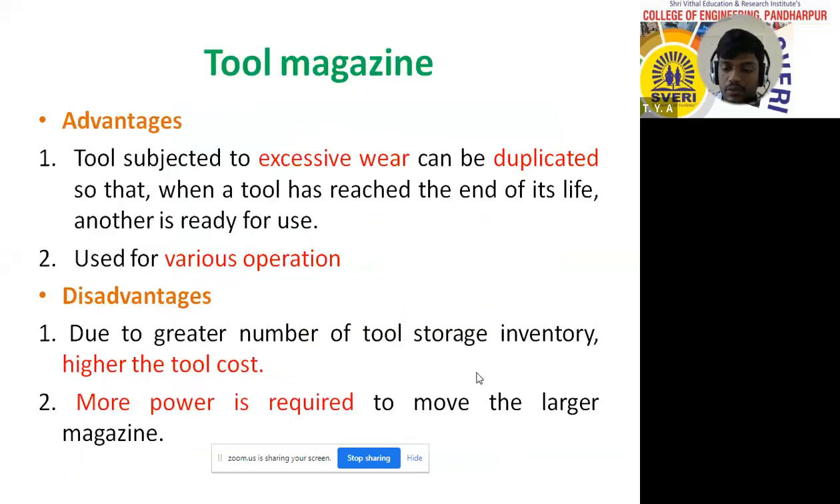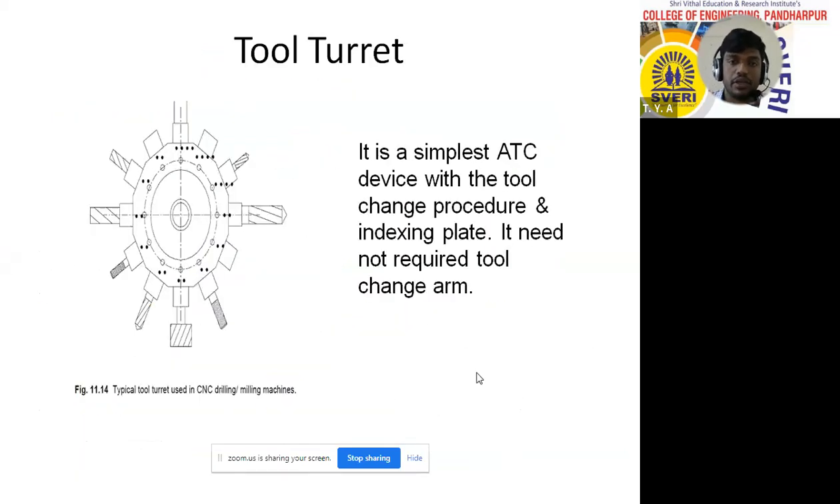Okay, so we see the next part. That is a tool turret. This is another type of storing the tools, where we can store a number of tools on the turret. First is a type of magazine. Again, there are two types, drum type and chain type.